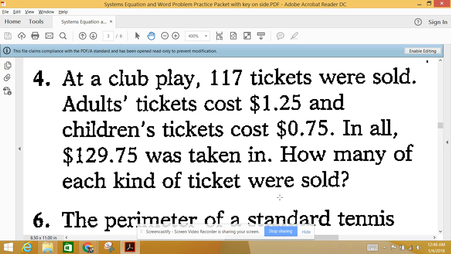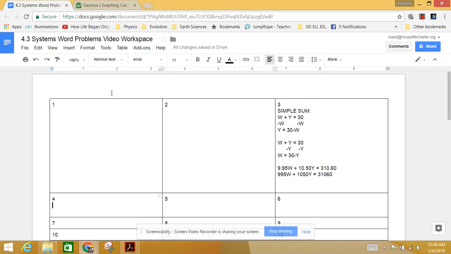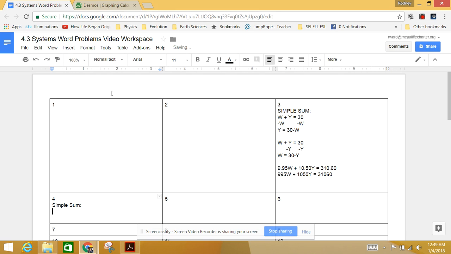Once again, we have two equations embedded in here. We have a total number of tickets. Some of them are adult and some of them are children. So I'm going to come up with a simple equation here. So this is a simple sum. In this case, I'm going to say adult tickets A plus children's tickets equals a total of 117 tickets.